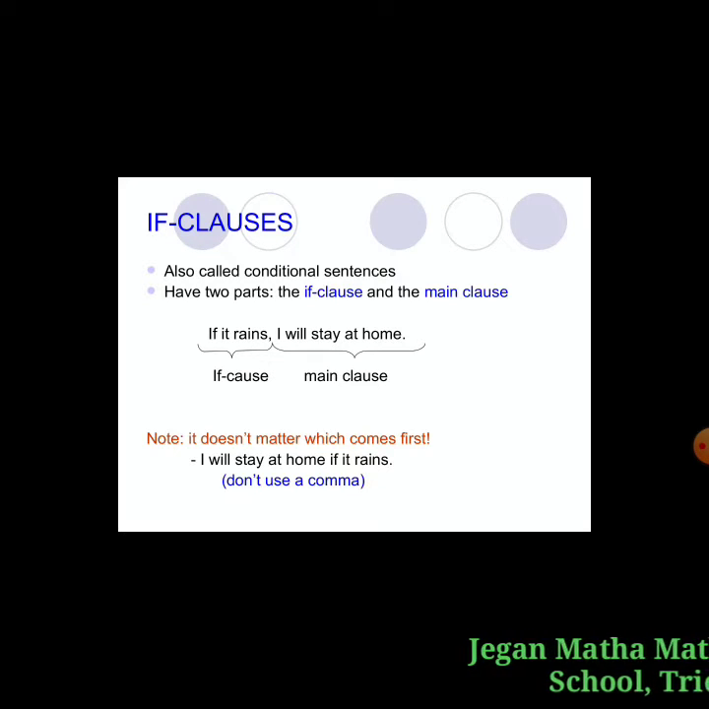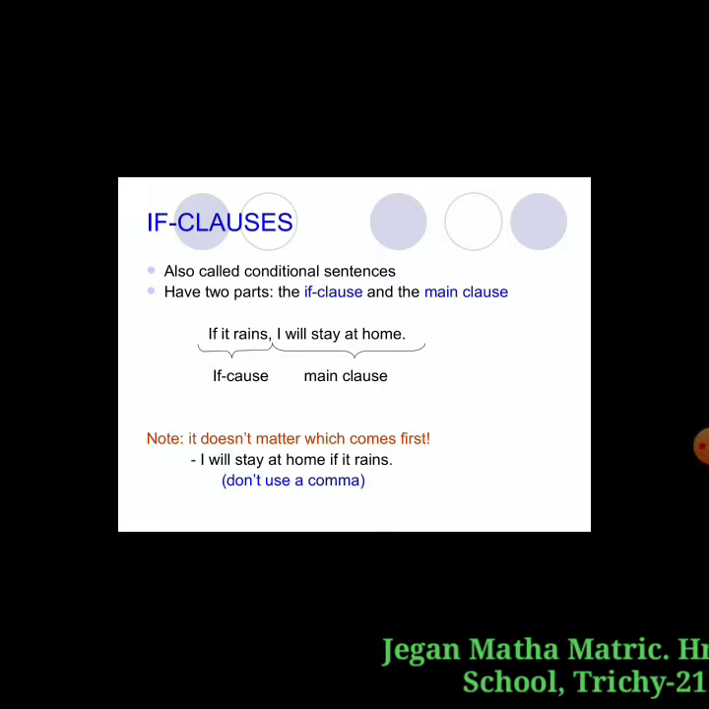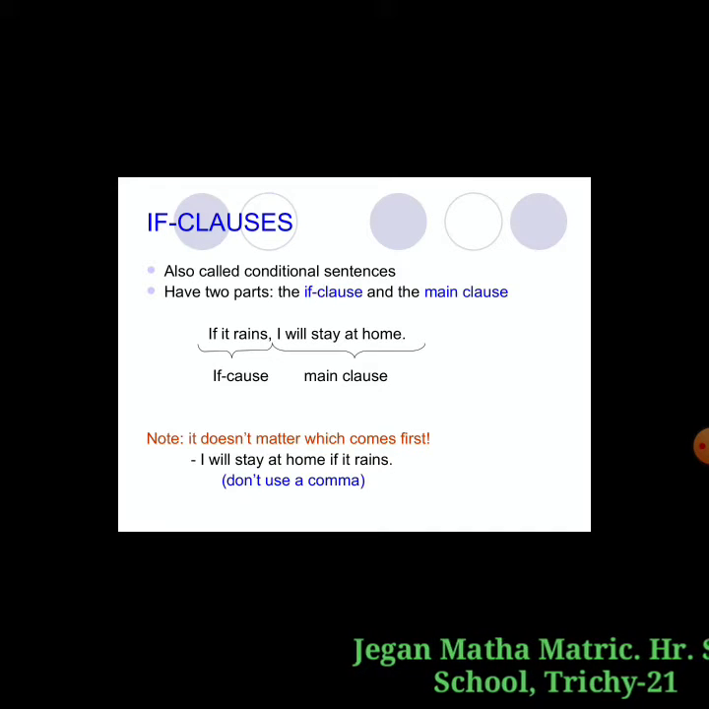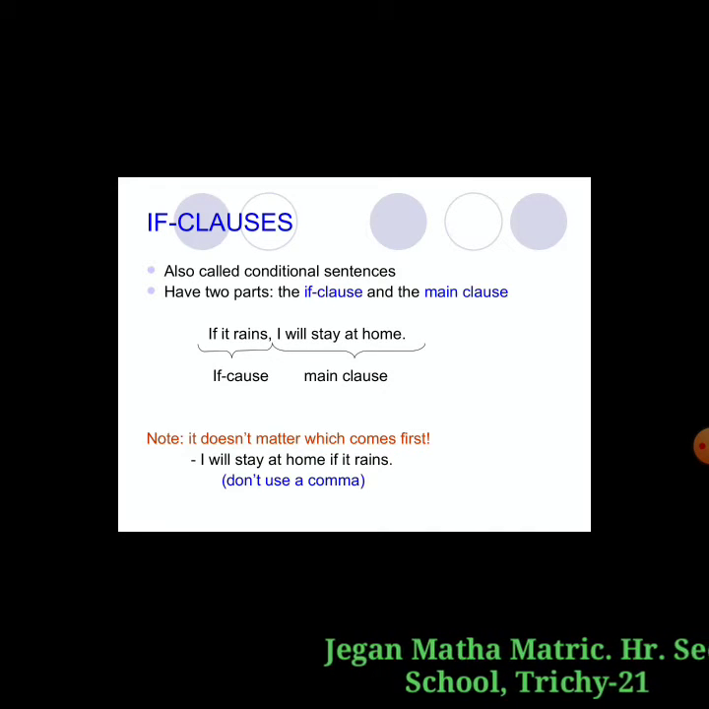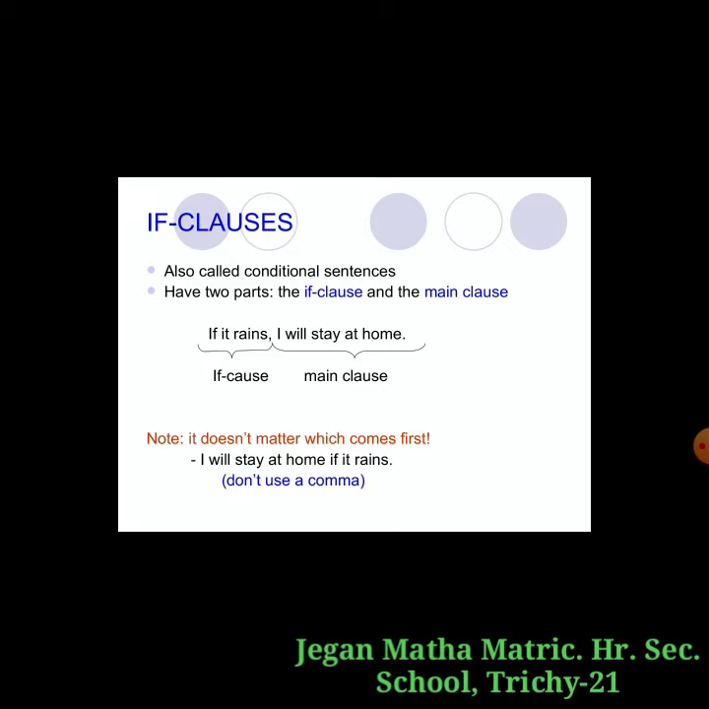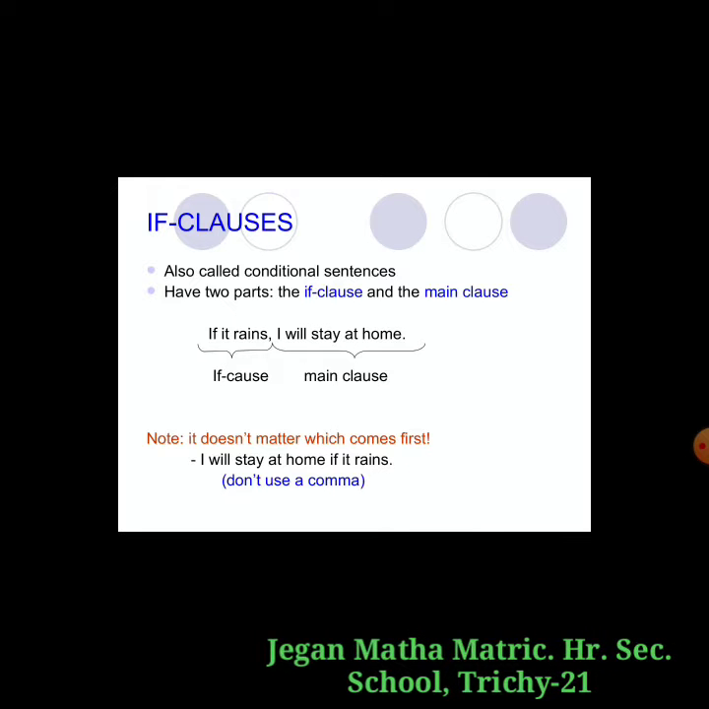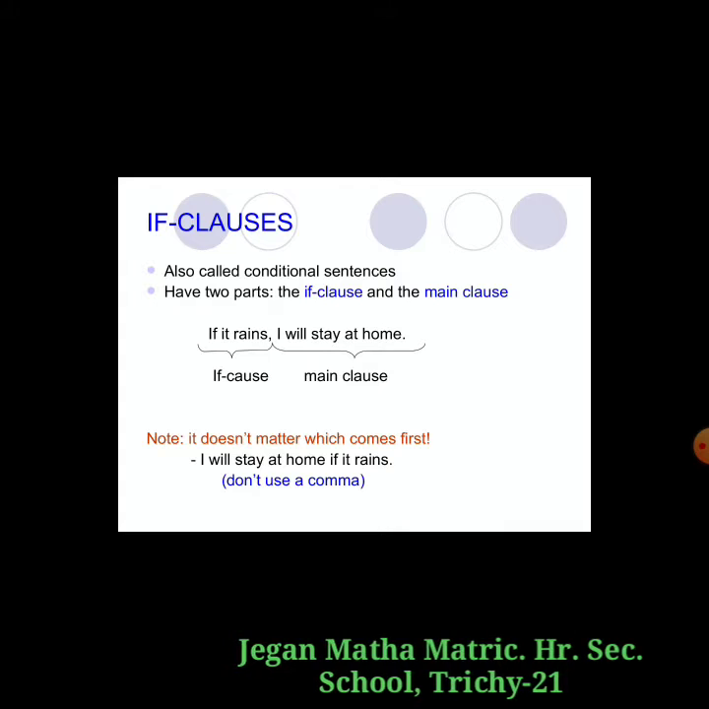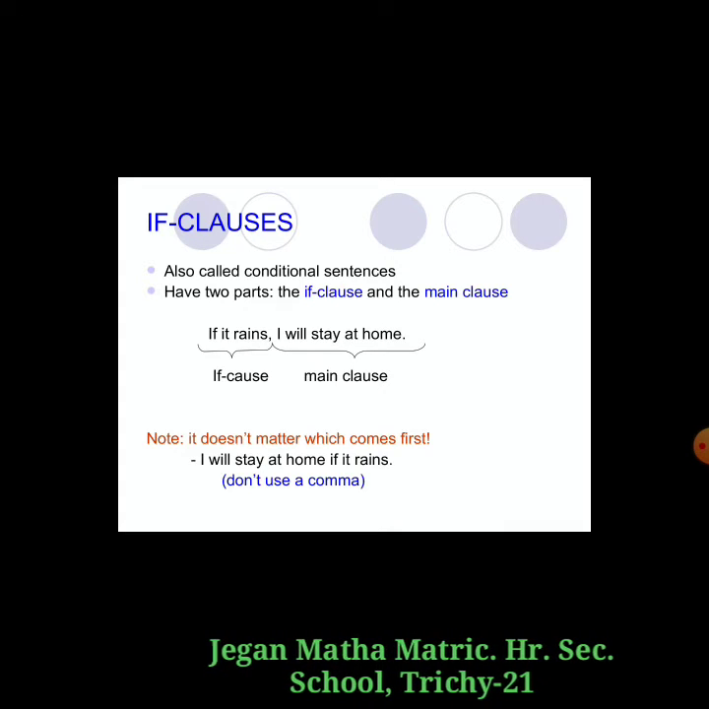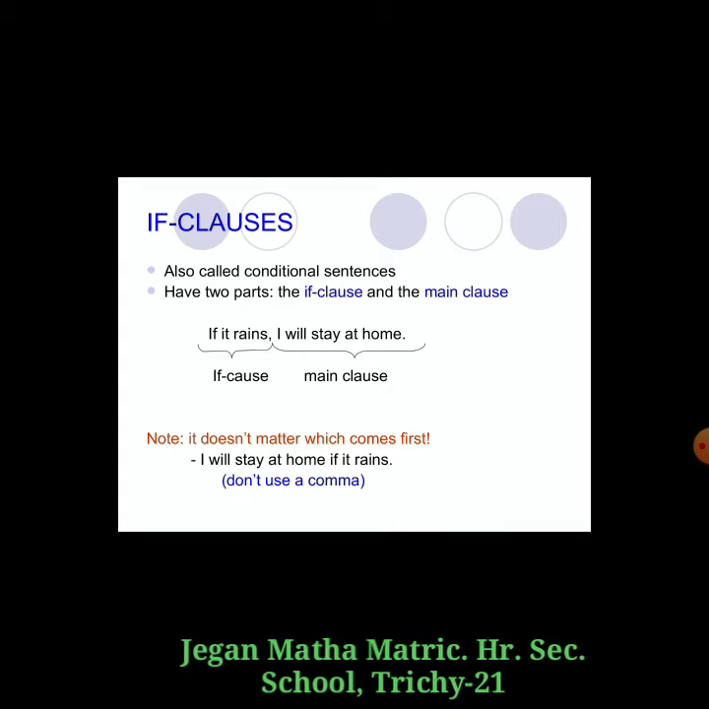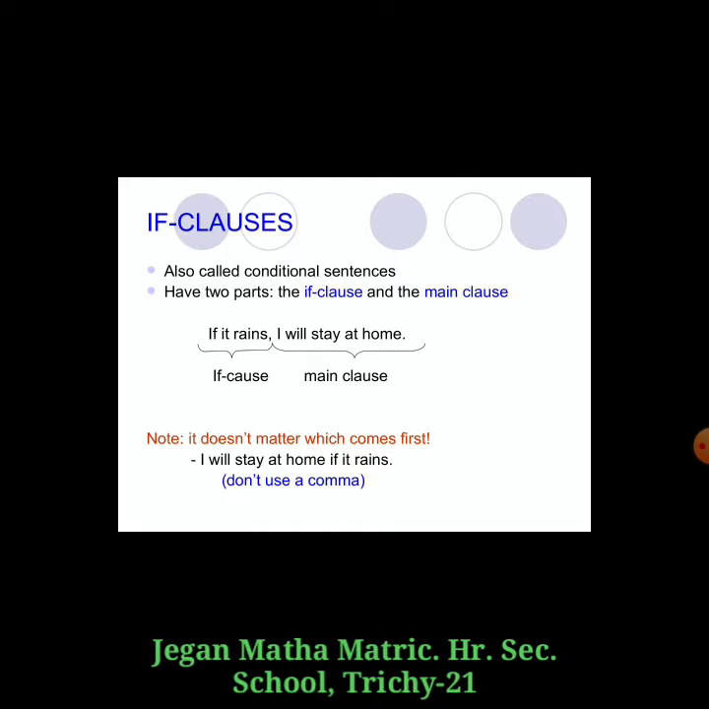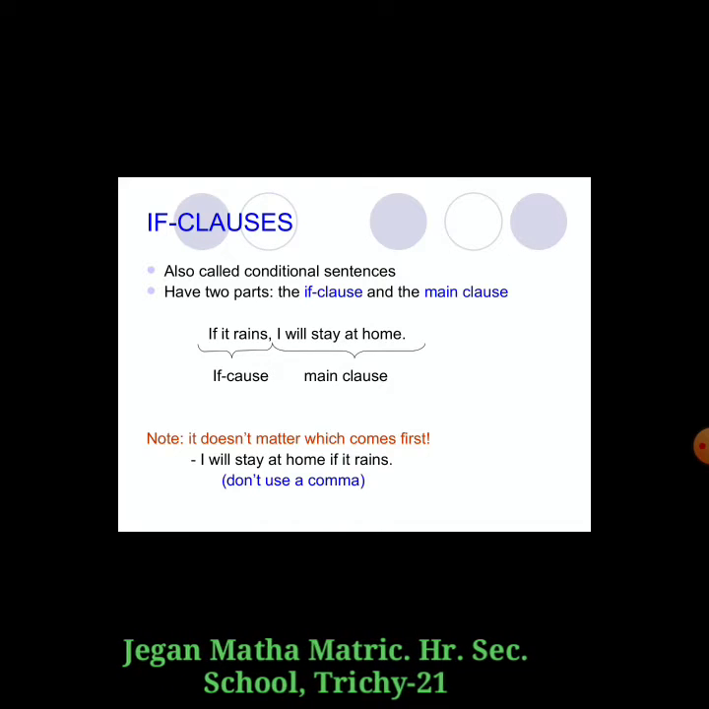In this conditional clause, in the if clause, we have three types: first, second, third. The first type is probable condition, the second type is improbable condition, and the third type is unfulfilled condition. But here in this PPT we have only two types. First type and second type we are going to learn, and next we will learn the third type.